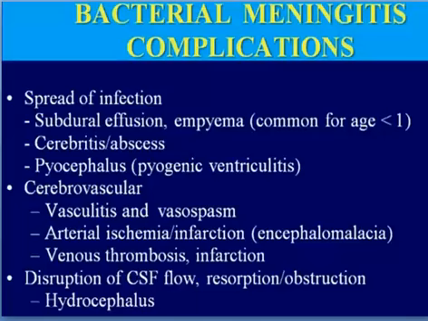Bacterial meningitis complications, spread of infection: subdural effusion, empyema, cerebritis with abscess formation, pyocephalus, cerebrovascular vasculitis with ischemic changes and infarct, and disruption of the CSF with hydrocephalus. These are the famous complications of infection.